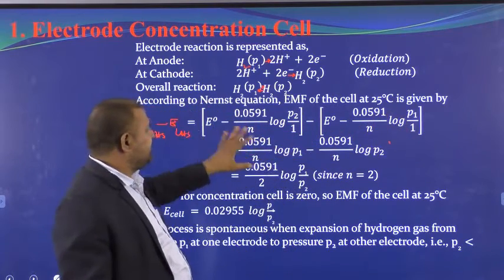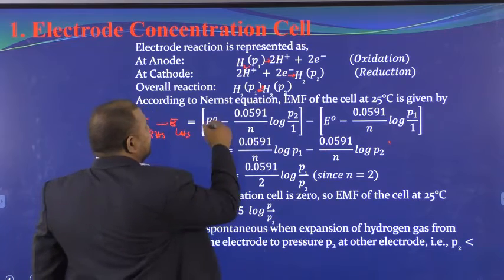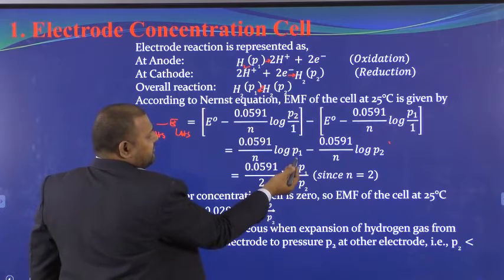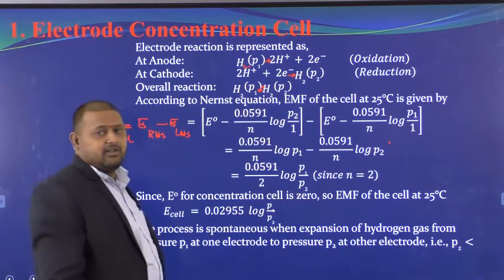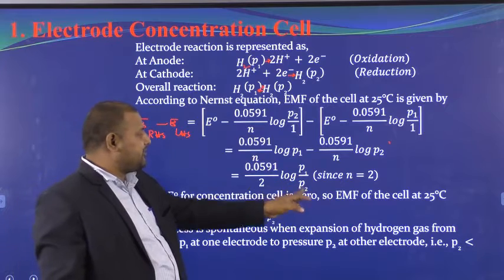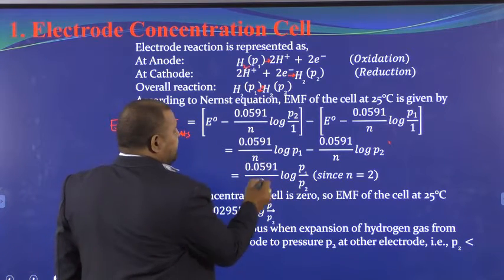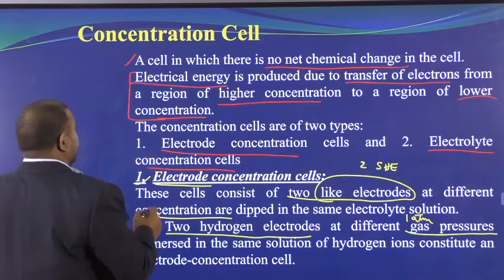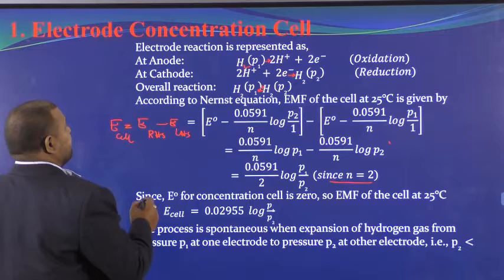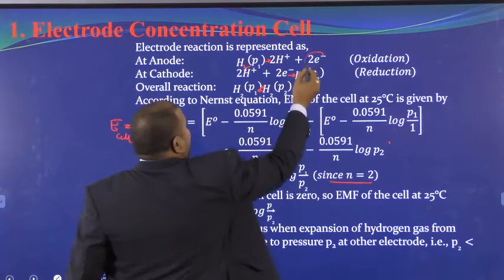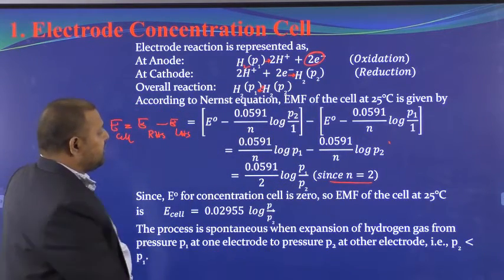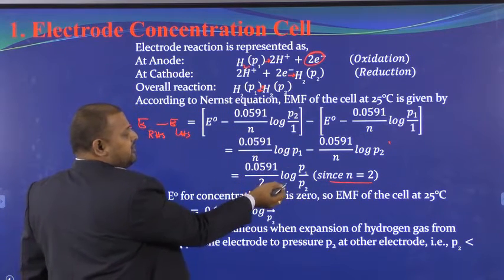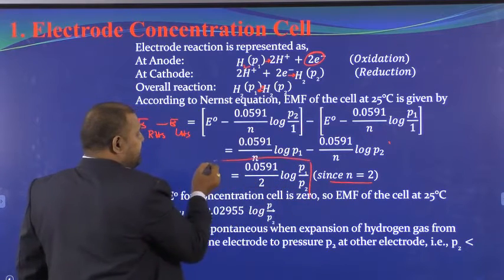The remaining formula is the same. So now the E0 value cancels. So we will take log P1 minus log P2. Log P1 minus log P2 you can write as log P1 by P2. Here the n value is 2 because we are using 2 electrons. N value is the number of electrons. So 0.0591 by 2 into log of P1 by P2. This is the EMF of the cell.